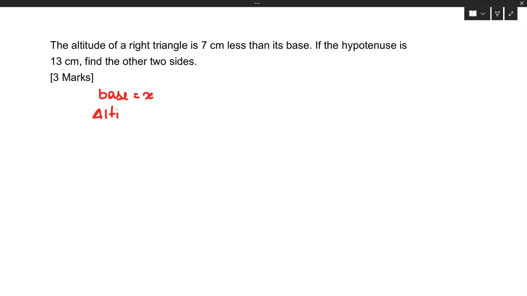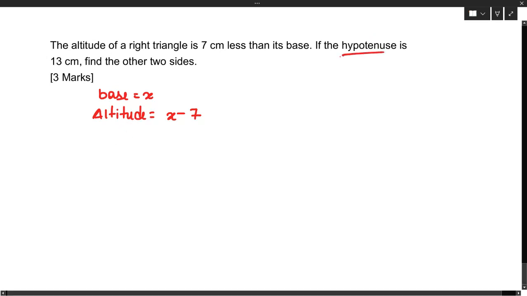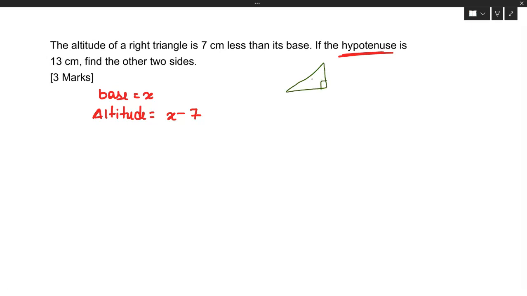So if we take altitude as x, we have to form a quadratic equation, okay. The altitude is x, then the base is x minus 7. Then find the hypotenuse side. If it is a normal right angle triangle and if we have to find the hypotenuse side, what we will do? Correct. We are going to take the Pythagoras theorem. Same we will use here also.